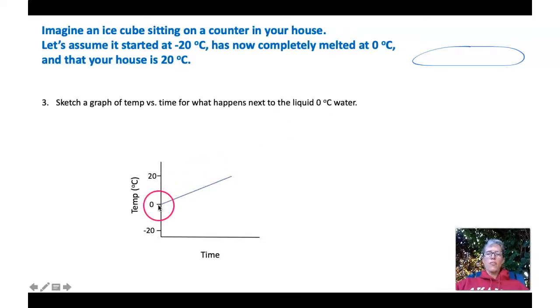Okay, and we start at 0 and the temperature is going to go up to 20, the temperature of our room. It stops changing at 20 because at that point there's no more temperature gradient between the air and the water, so there's no more heat flow, temperature stays constant.